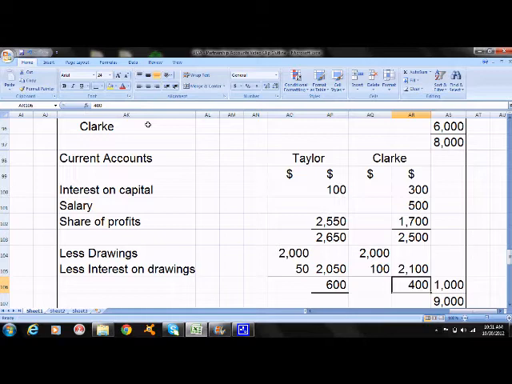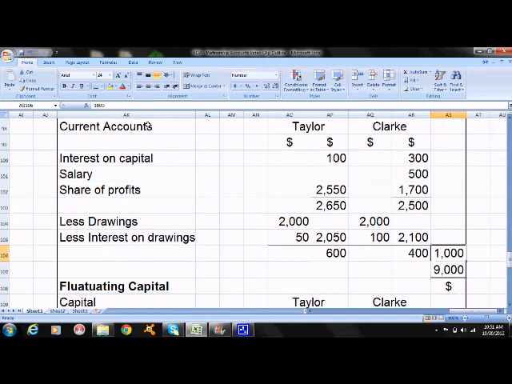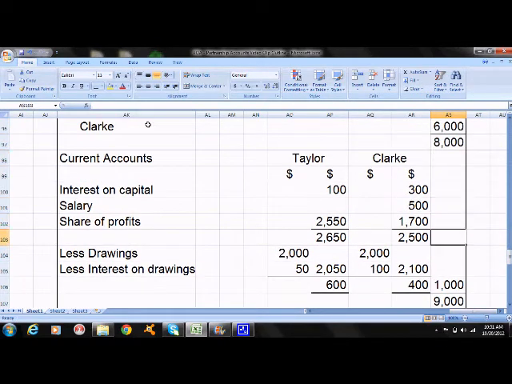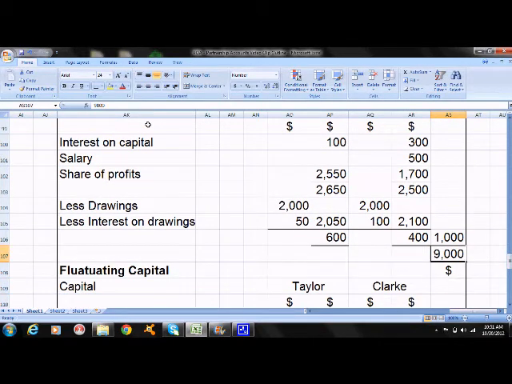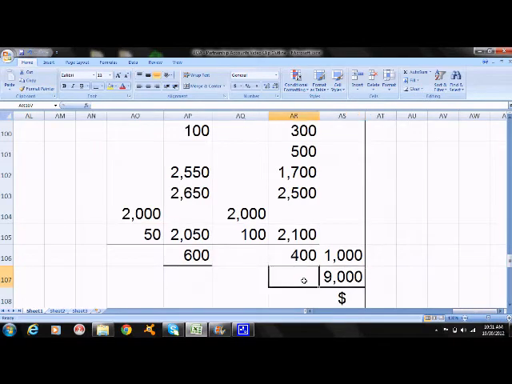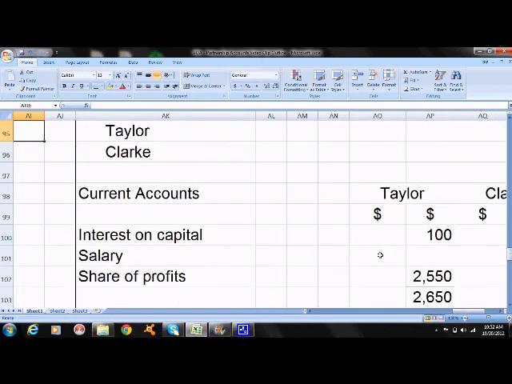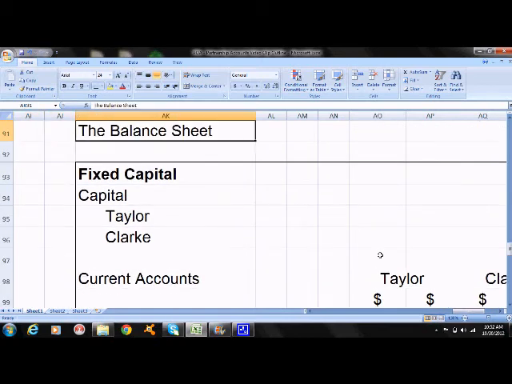And then we add up the 600 and the 400 to get $1,000, and add the $1,000 to the $8,000 to get an amount of $9,000, after which we place our double line right here, double line right here as well, and double line right here as well. So that's how the fixed capital on the balance sheet would look, my friends.